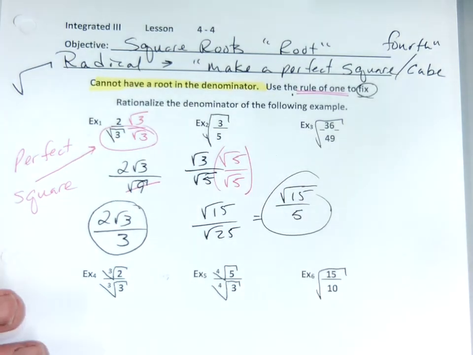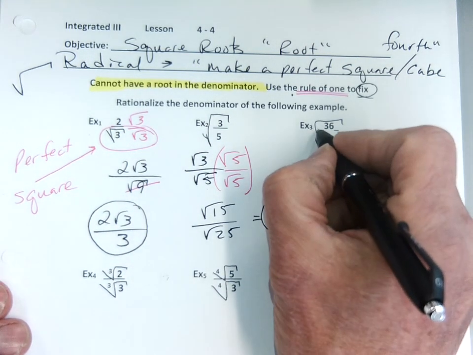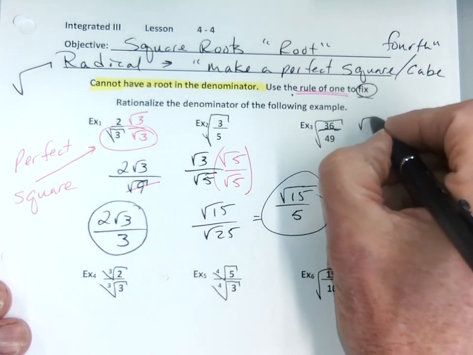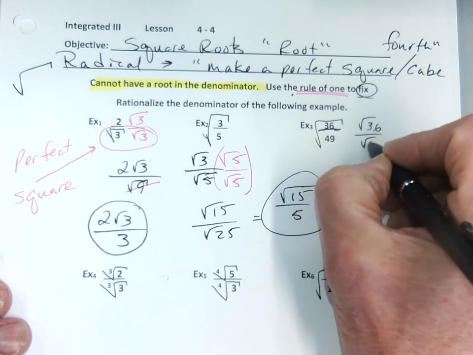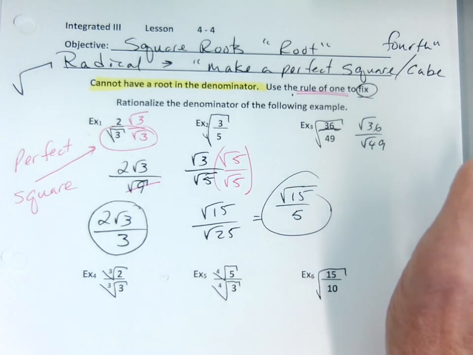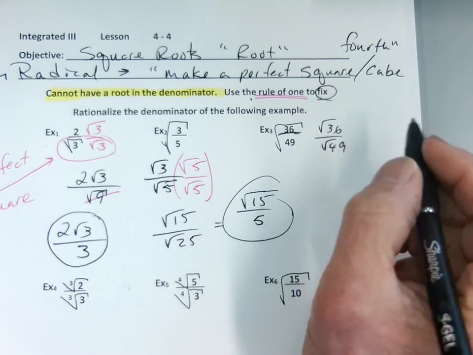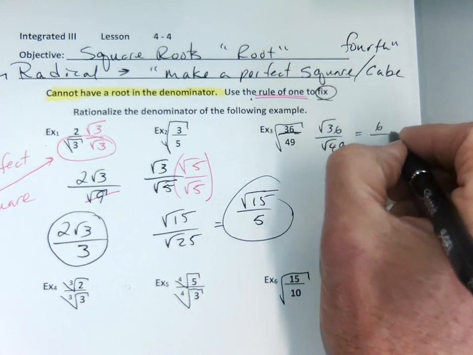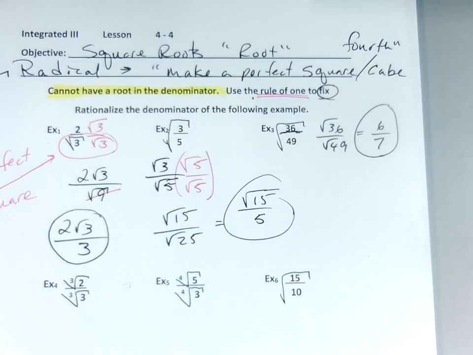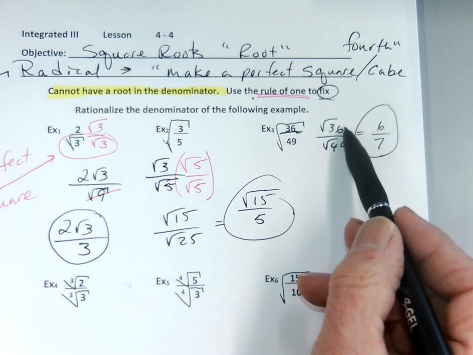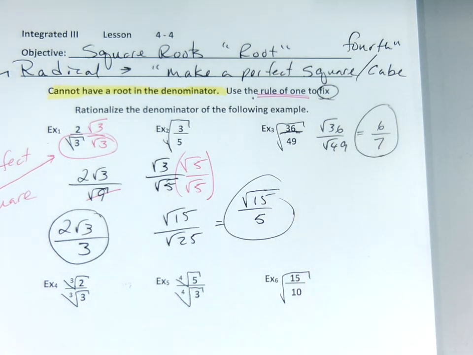All right, now, example 3 is actually really easy. Don't let it trick you. It's as simple as this. They're both perfect squares, so don't do anything fancy. Just recognize that that is a 6 over 7. I just took the square root of 36 and the square root of 49, okay?